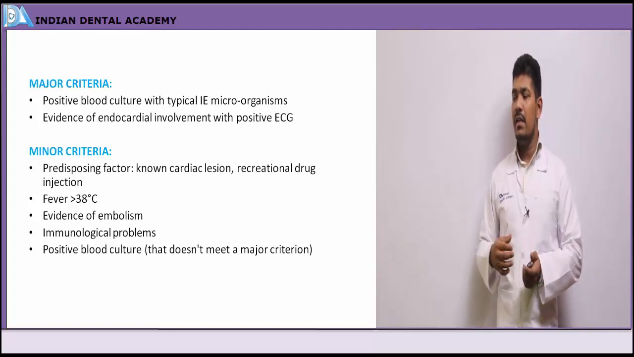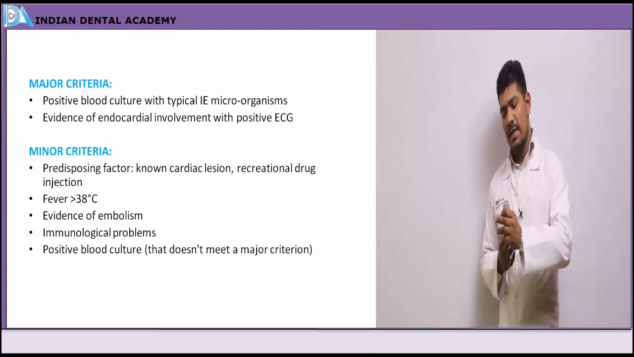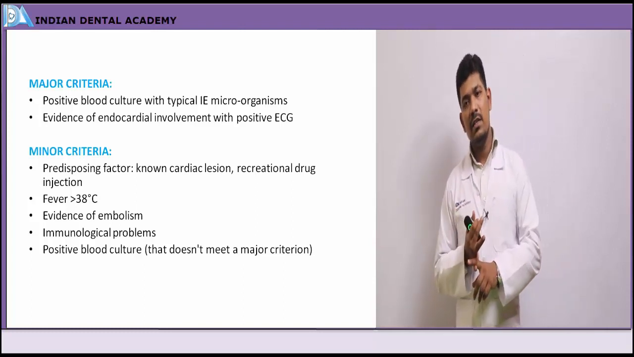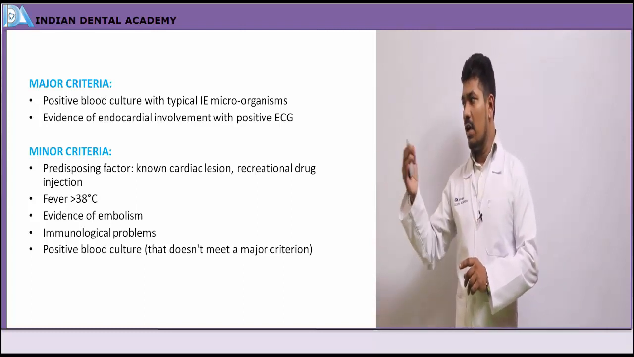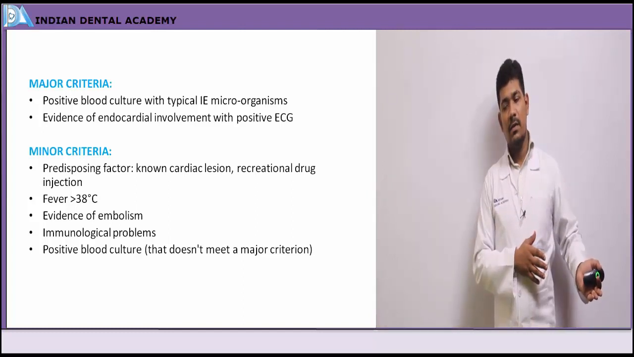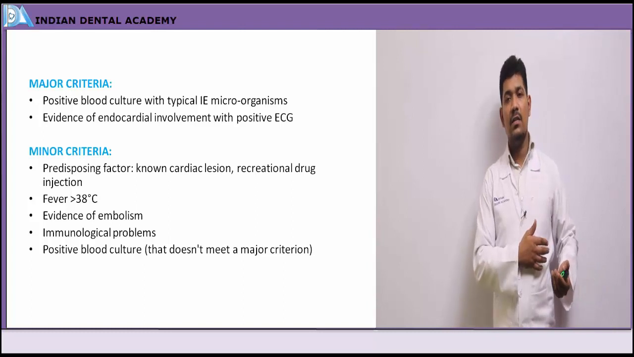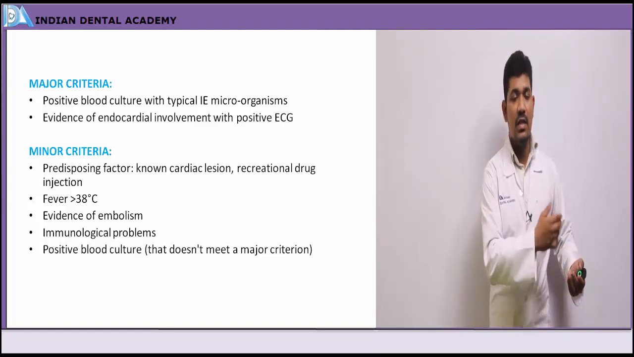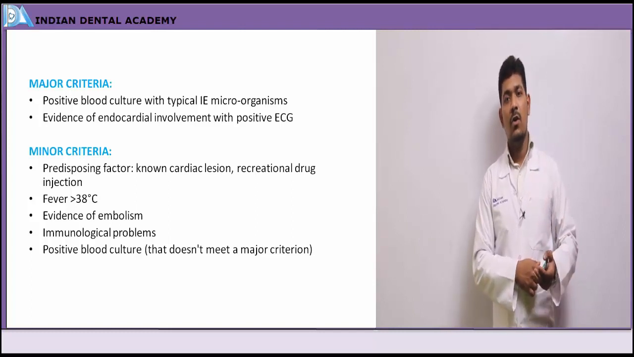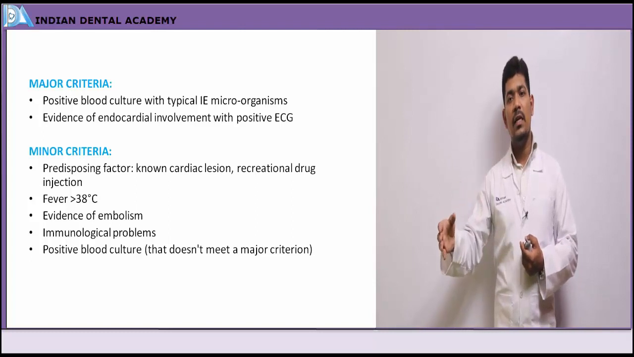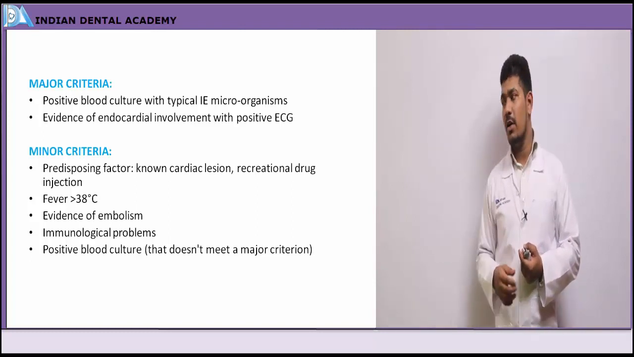The minor criteria are slightly lesser typical features, such as fever greater than 38 degrees centigrade, or any predisposing factors, a previous condition or a previous incidence of bacterial endocarditis or a previous cardiac lesion. Then there is a high probability or a possibility of bacterial endocarditis.